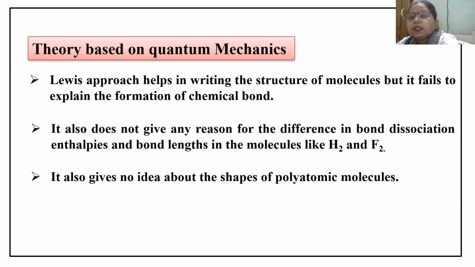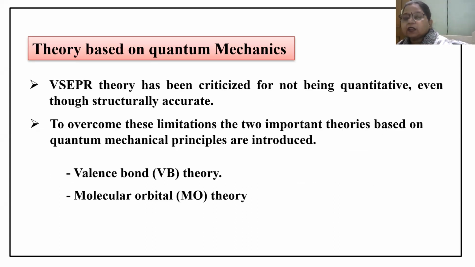So basically, why do we need a quantum mechanic approach to the chemical bonding? The Lewis approach was the first thing. It helps us in writing the structure of molecules, but it does not tell us about the shapes of the polyatomic molecules. As we have done now, ammonia will be distorted or pyramidal, water will be bent. It does not give why the bond lengths of certain molecules are different and why certain molecules may be almost similar. So to overcome these things, we have VB, that is valence bond theory, and molecular orbital theory.